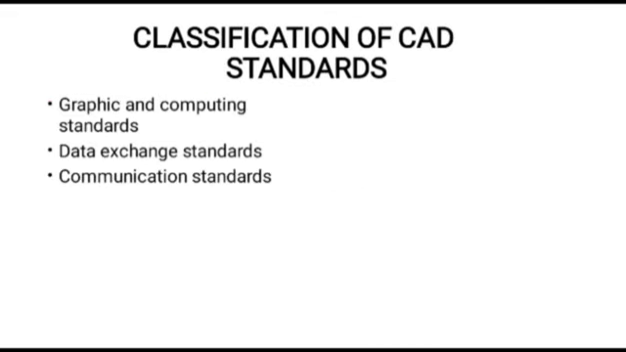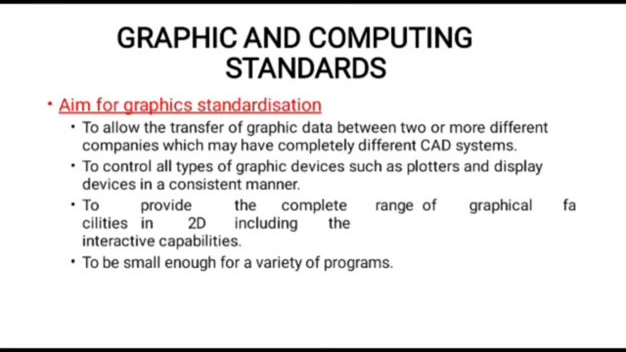The classification of standard data: the graphic computing standards, data exchange standards, and the communication standards. The graphics and computing standards. The aim of graphic standard is to allow the transfer of graphic data between two or more different companies which may have completely different CAD systems. To control all types of graphic devices such as plotters and display devices in a consistent manner. To provide the complete range of graphics facilities in 2D including the interactive capabilities. To be small enough for a variety of programs.